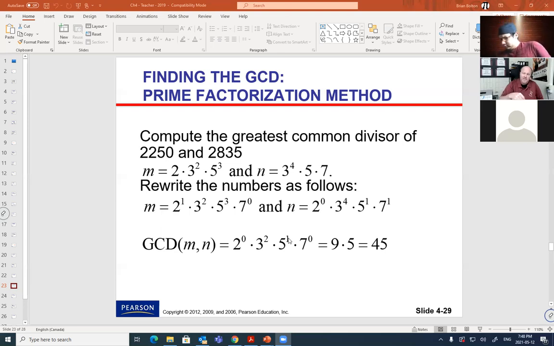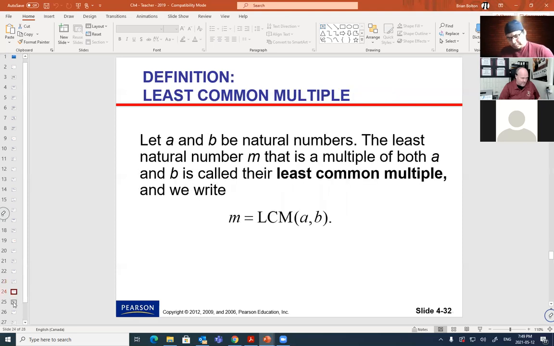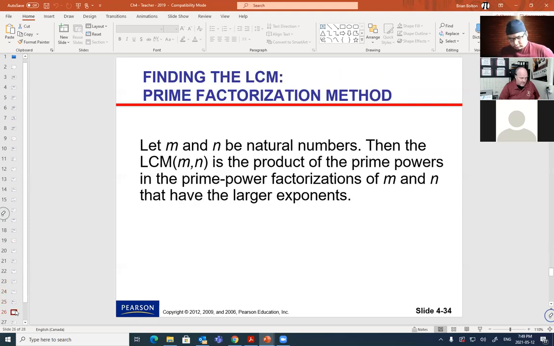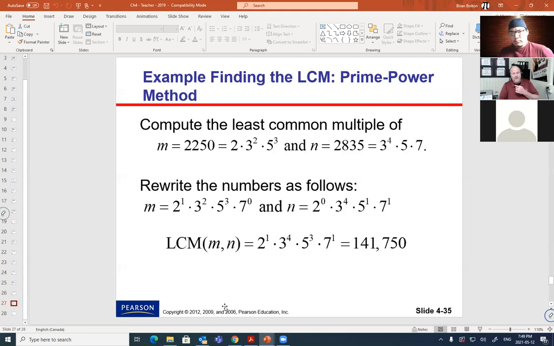Guess what? For LCMs, you look for the bigger ones. Watch the screen for a sec. I'll just jump to LCM. Let me get to the right screen here. So here are our numbers again, there's our 2250 and our 2835. The only difference is we're looking for the largest ones now.